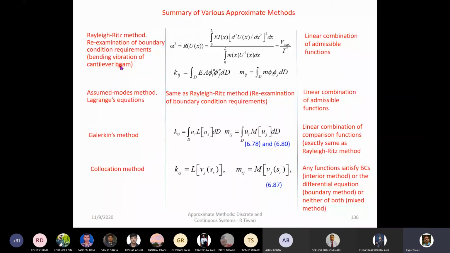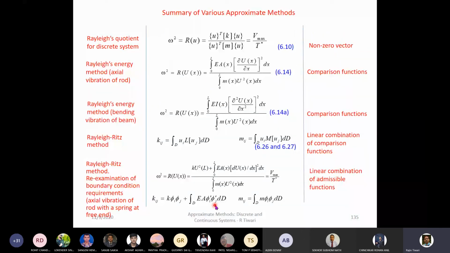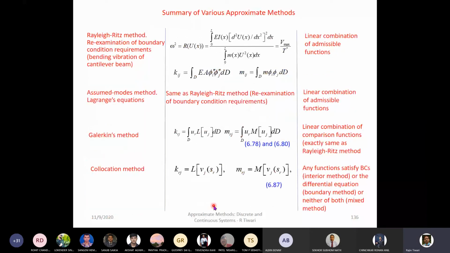Then the same thing for the bending of beam case without spring. In the Rayleigh-Ritz method, the only thing here is that a double derivative is there in the K. In the previous case, a single derivative is there when we are talking about axial vibration. For the case of bending, we have the double derivative of the comparison function.